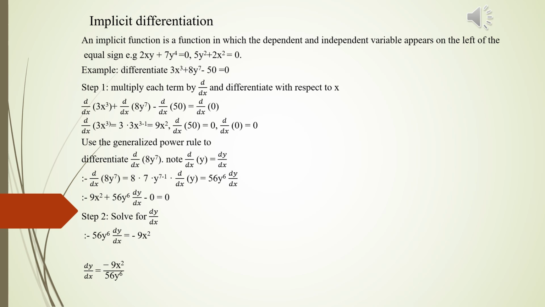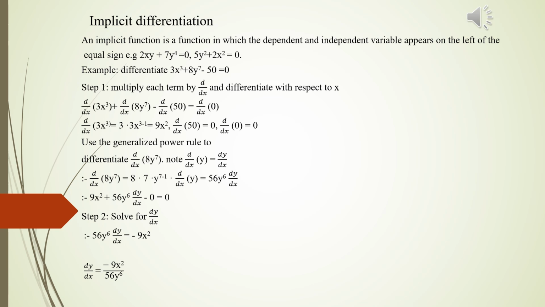So we have to differentiate each term with respect to x. When we differentiate 3x raised to power 3 with respect to x, we have what? 3 multiplied by 3x raised to power 3 minus 1, which is what? 9x raised to power 2. When we differentiate our constant, we said the derivative of a constant equals what? 0, and the d dx of 0 is also what? 0.